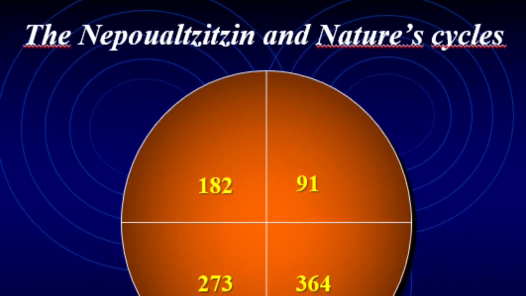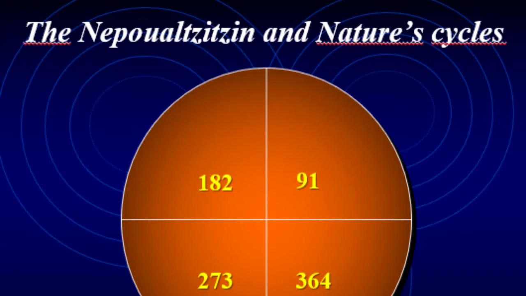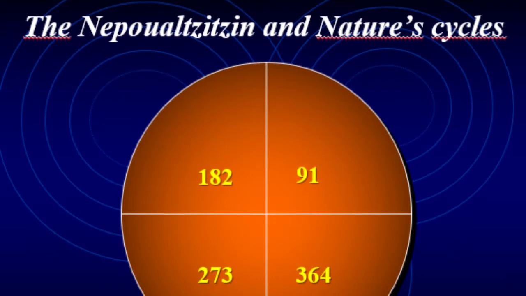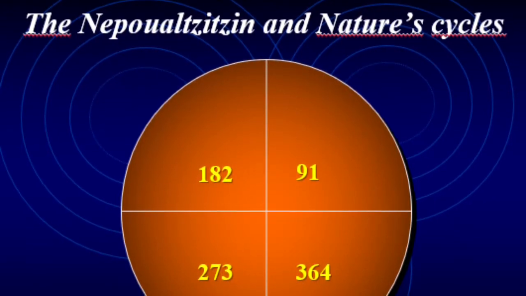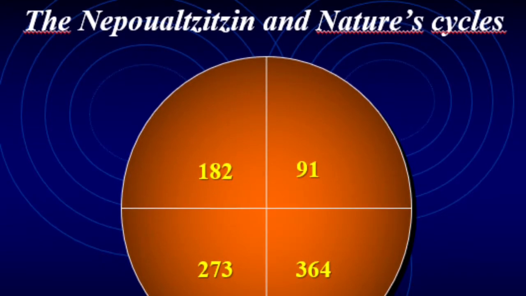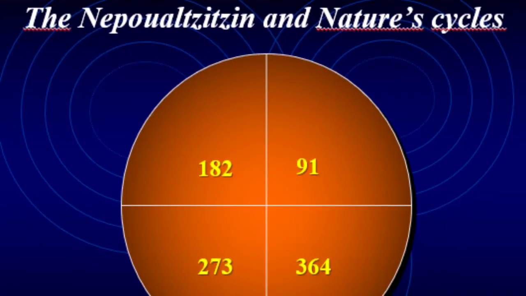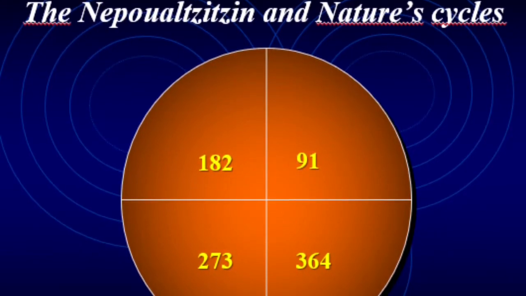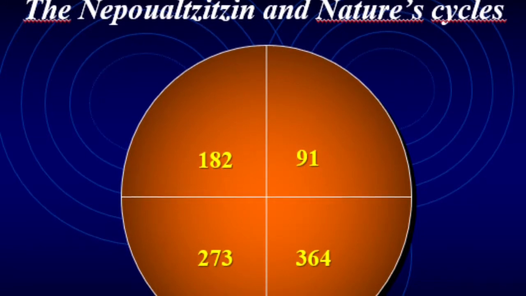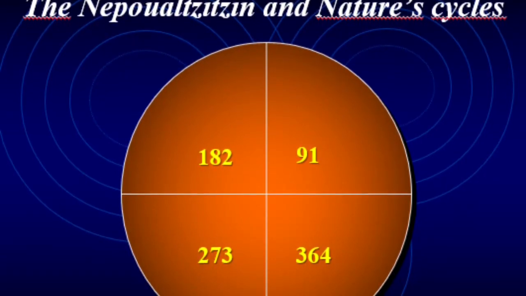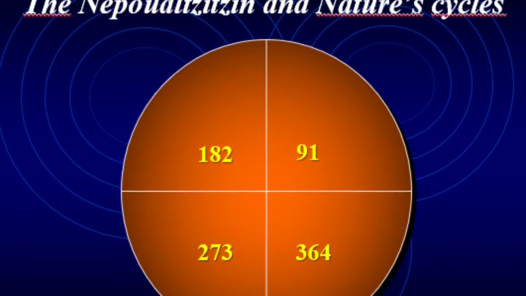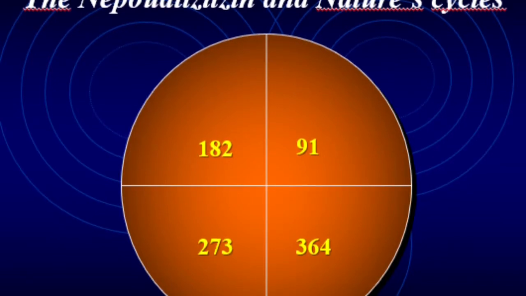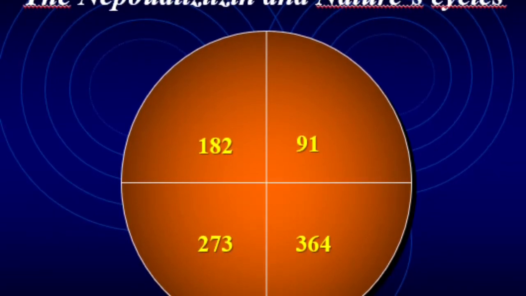If we have 91, that means a quarter of a year, which means one season, such as spring, summer, fall, or winter. If we double that number, we will have 182. 182 days are the number of days required to have the complete cycle of the corn, from the time we plant the seed in the soil to the time we have the complete crop.